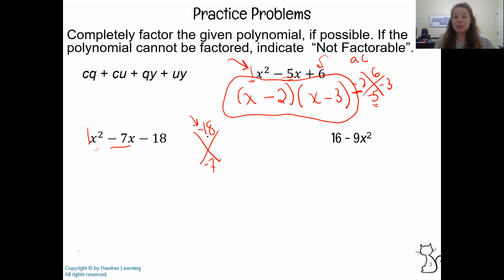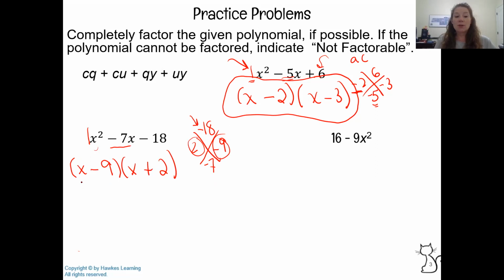Can we do something with 2 and 9 to get -7? Yes, we can. So what if our 9 is negative? Isn't -9 plus +2 -7? It is. So we'll just go straight to the last step. We're going to find the square root of x squared, which is x and x. And then here are our two numbers we're looking for. So we're going to say -9 and +2.